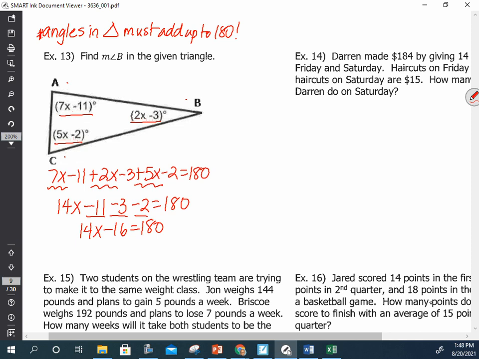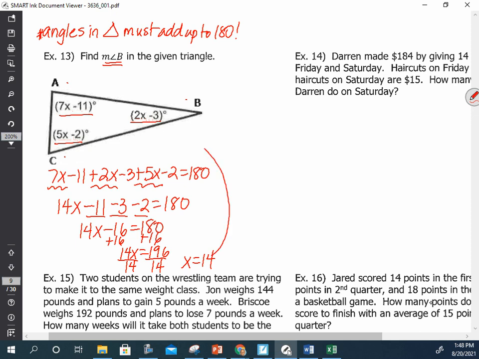Now we put in the rest of the work for the problem. Add 16 to both sides. So 14x equals 196. Divide by 14. So x equals 14. So this is great. x equals 14, but that's not the end of the problem because that's not what they asked us for. We were asked to find the measure of angle B.